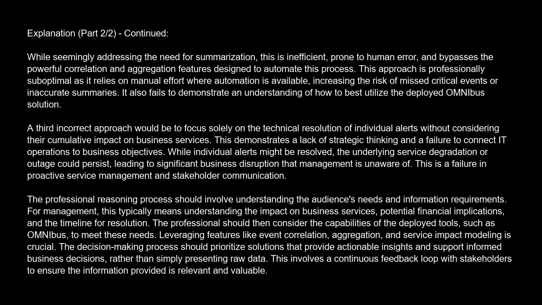The professional should then consider the capabilities of the deployed tools, such as OMNIbus, to meet these needs. Leveraging features like event correlation, aggregation, and service impact modeling is crucial. The decision-making process should prioritize solutions that provide actionable insights and support informed business decisions, rather than simply presenting raw data. This involves a continuous feedback loop with stakeholders to ensure the information provided is relevant and valuable.